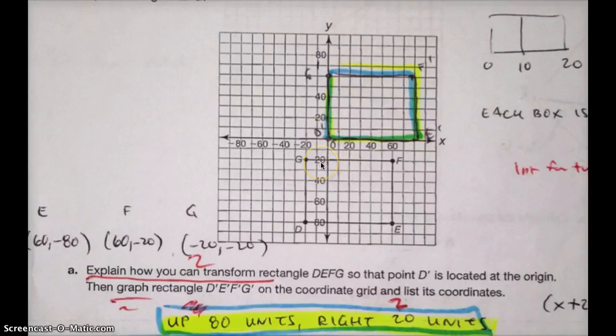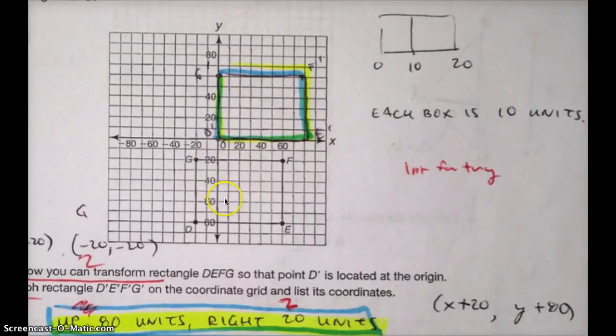So I created a rule. This helped me do it. So here on the y-axis I'm going up 80. 1, 2, 3, 4, 5, 6, 7, 8. 8 boxes. Each box is worth 10, so 8 times 10 is 80. So I wrote y plus 80. And then I need to move it over to the right, so that's x plus 20. So here's my rule. This is how I did the problem.